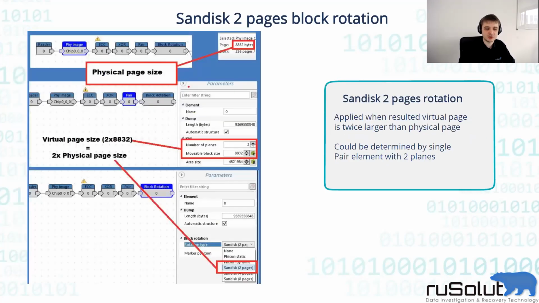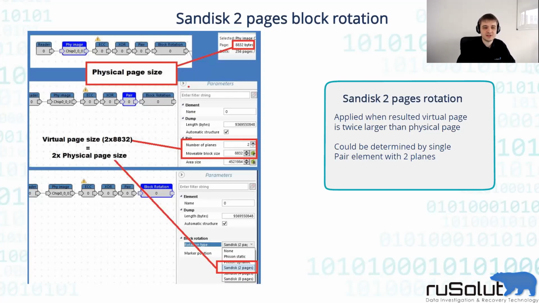For Sandisk rotation, we have 3 different types. These types are named rotation Sandisk by 2 pages, by 4 pages, and by 8 pages. What does it mean? This Sandisk works with some kind of virtual pages, and rotation is applied on this virtual page level.